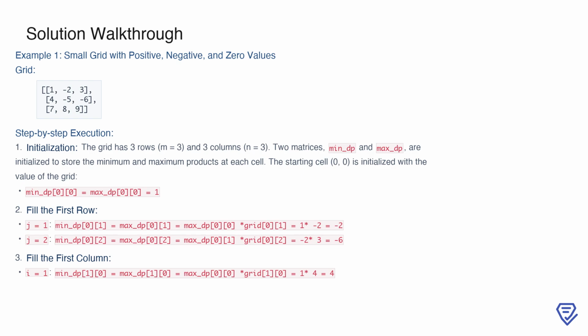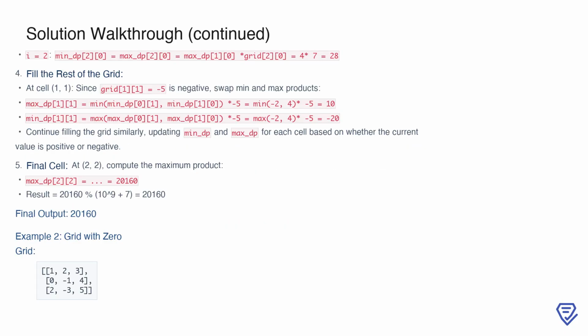Next, we fill the first row by calculating the product of the values sequentially. For example, at column 1, the product is 1 times -2, resulting in -2 for both minimum and maximum values. Similarly, at column 2, the product is -2 times 3, giving -6 as both the minimum and maximum. For the first column, the calculations are similar, but this time we move row by row. At row 1, the product is 1 times 4, resulting in 4 for both minimum and maximum values. Continuing with the first column, at row 2, the product is 4 times 7, resulting in 28 for both min_dp and max_dp.